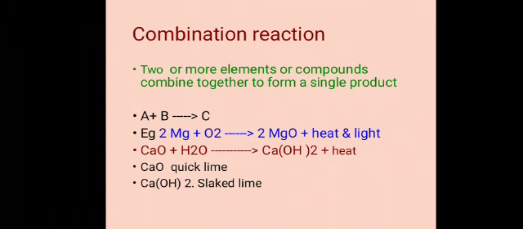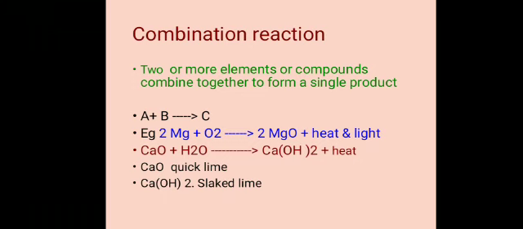It can be generally represented like this: A + B giving C. Here 2 reactants, that is A and B, are reacting and we are getting a single product C. Now one example given here is 2Mg + O2 gives 2MgO. That is, magnesium is combining with oxygen. That is the burning of magnesium ribbon. So during burning of magnesium ribbon, magnesium is combining with oxygen and forming magnesium oxide. A single product is formed here. So this is an example of a combination reaction.